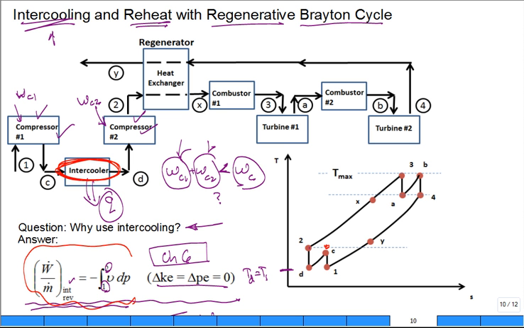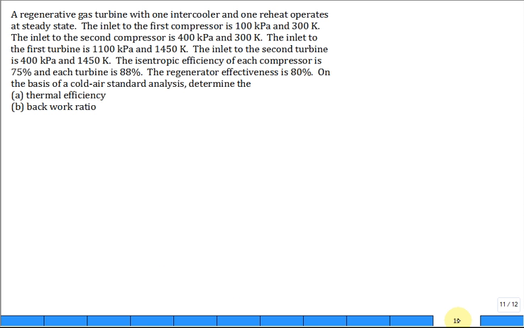Well, there you go. So we do see the term intercooler associated with internal combustion engines, but now here it's with the Brayton cycle. Okay. Oh, boy. It takes us half an hour to read the problem. Let's go. So we have a regenerative gas turbine with one intercooler and one reheat, or it's really a second combustor when you have two combustors.